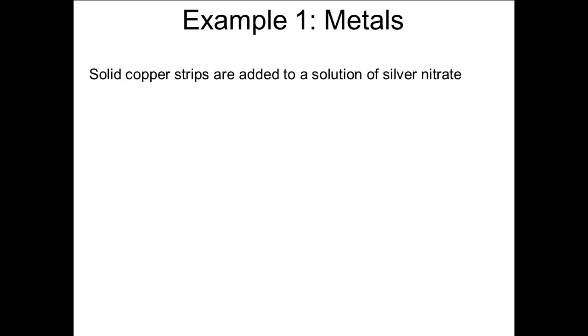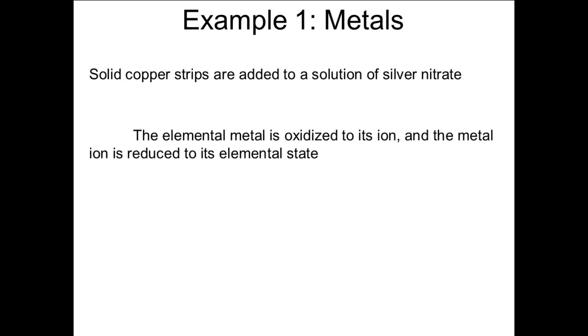Example 1. Metals. Solid copper strips are added to a solution of silver nitrate. The elemental metal is oxidized to its ion, and the metal ion is reduced to its elemental state.